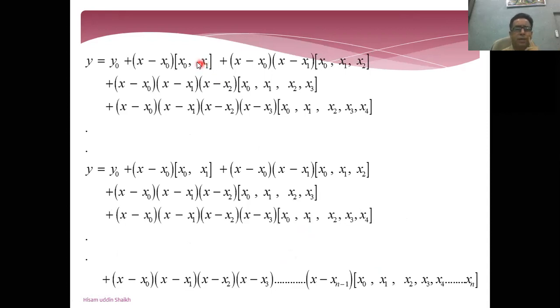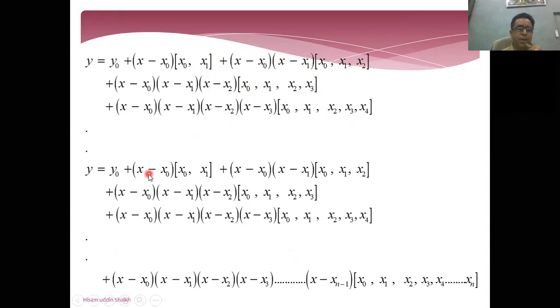If you see here, the first difference uses x naught, x1; the second difference uses x naught, x1, x2; the third difference uses x naught to x3; the fourth difference uses x naught to x4. These are the first, second, third, and fourth difference formulations. If you add more differences, this is the formulation.